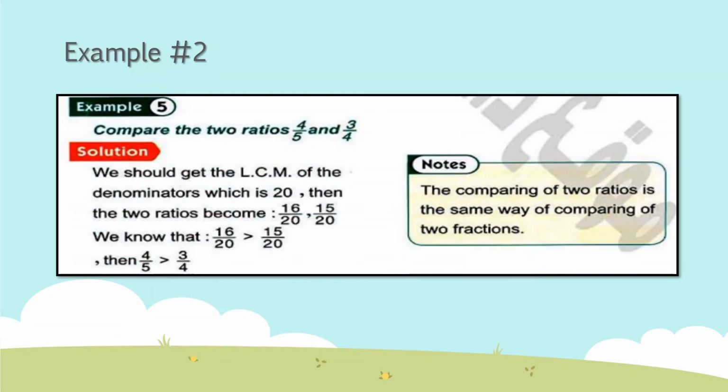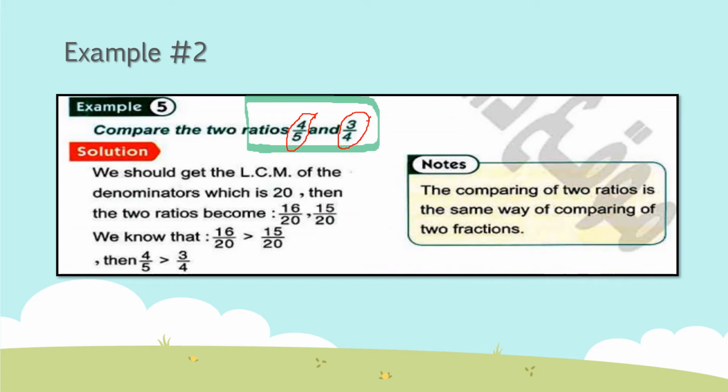So example number 2. Here we have got another example. It says compare the two ratios 4 over 5 and 3 over 4. We have talked in the beginning that the ratio and the fraction have the same properties of reduction, comparing, and simplifying. So as you can see here, 4 over 5 is a ratio as well as a fraction, because a ratio is a fraction and a fraction is a ratio.